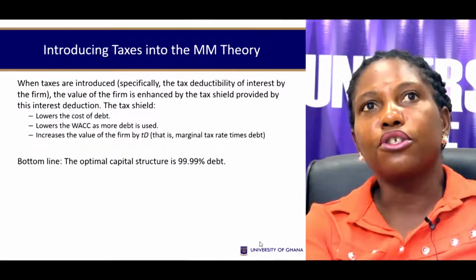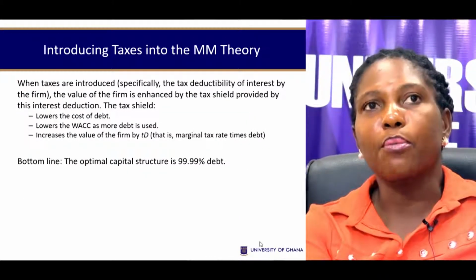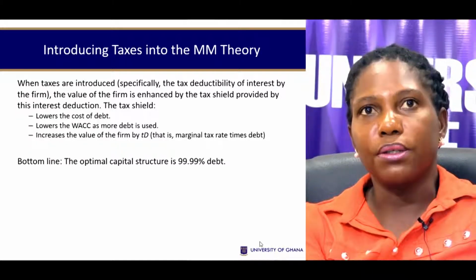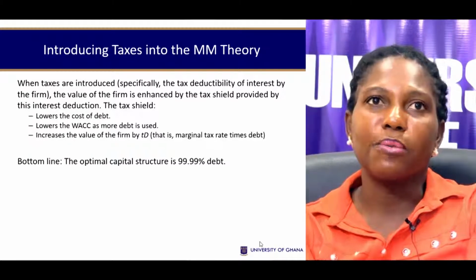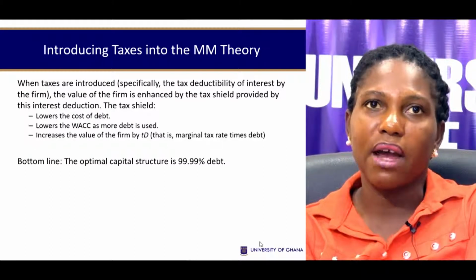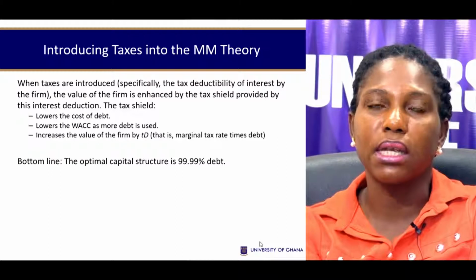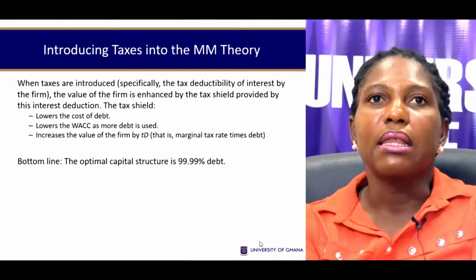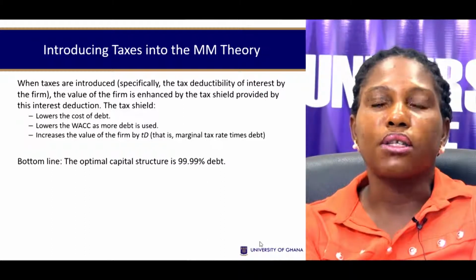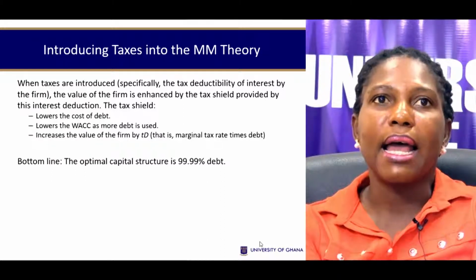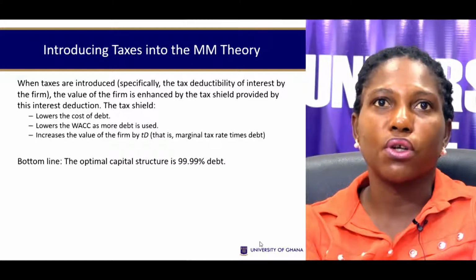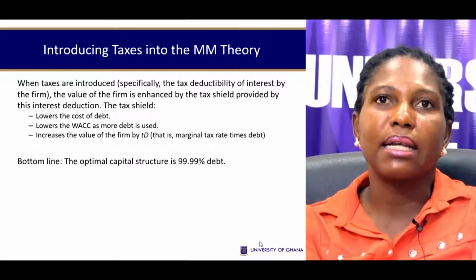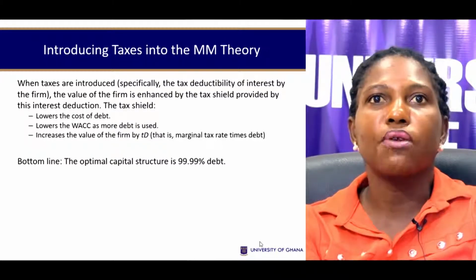However, once they introduce taxes to the second proposition, the dynamics begin to change. Taxes provide a tax shield as far as debt usage is concerned. So with the deductibility of interest, the cost of debt is lowered. This ends up lowering the weighted average cost of capital as more debt is used, and the tax shield gained begins to increase the value of the firm.